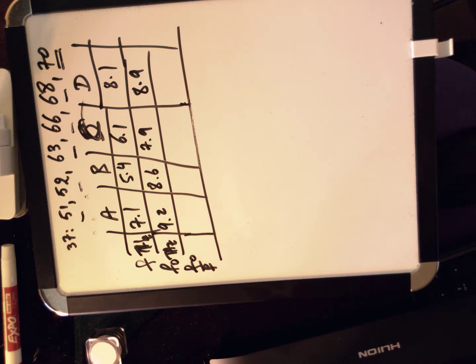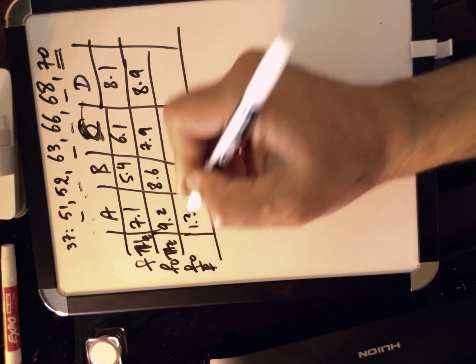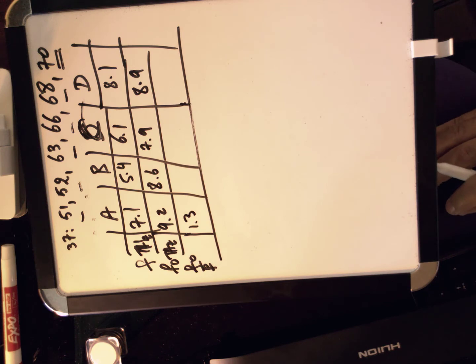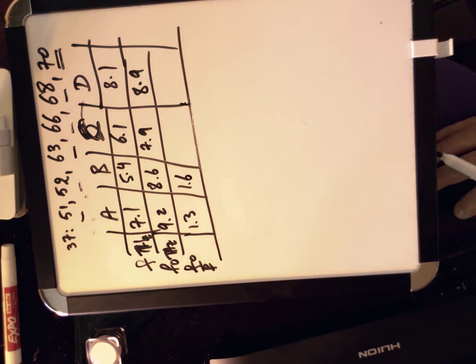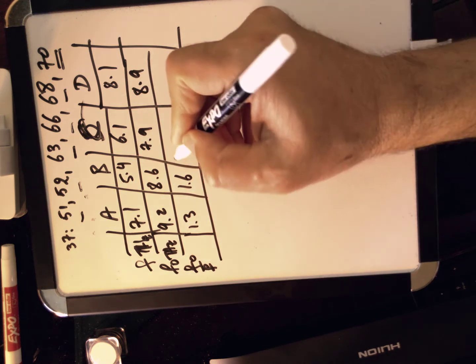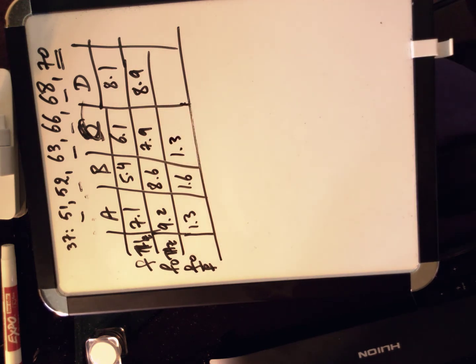So 9.2 divided by 7.1. Let me get that number quickly. 9.2 divided by 7.1. That's roughly about 1.3. Okay. 8.6 divided by 4. That's roughly about 1.6. So we know B is moving faster than A. Okay. 7.9 divided by 6.1. That's roughly 1.3.